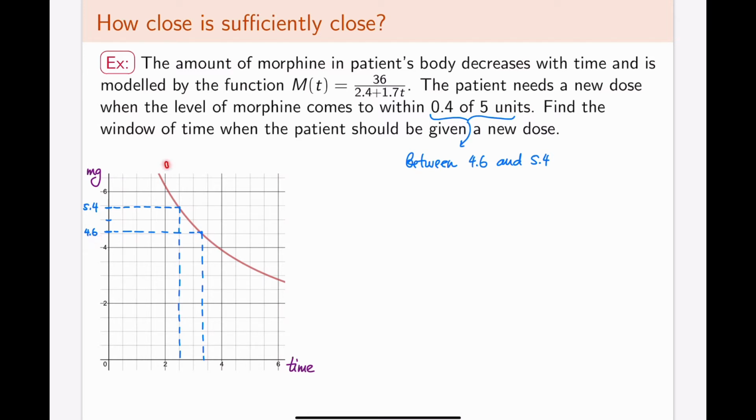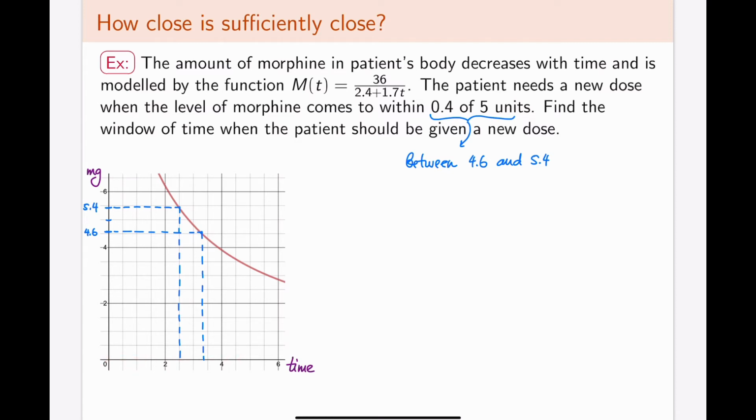Notice here that because the morphine level is decreasing, the smaller amount of morphine will be present in the body for the larger value of time, right? The smaller 4.6 here corresponds to the later point in time as opposed to 5.4 that corresponds to the earlier point of time. The morphine actually decomposes in the body, so the further away you move from the previous dose, the less and less in the body you're going to have.